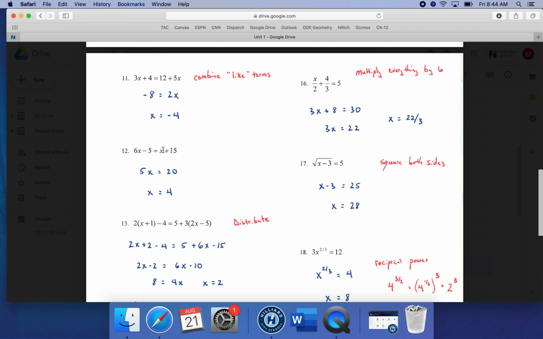I'm going to subtract this x over here, so I'm going to move this 1x over here. All right, subtract it, and I'm going to only have 5 x's then. I'm going to add 5 to this side and make this 20. And then I'm going to divide by 5 and get 4.